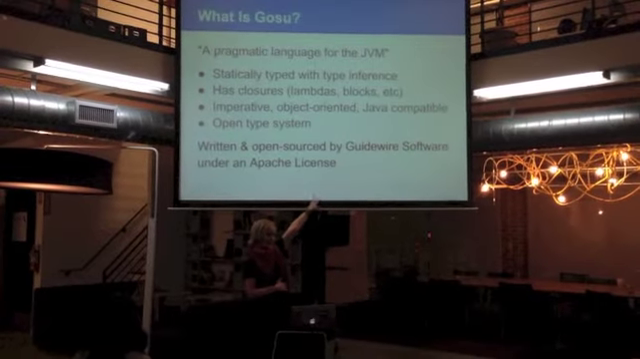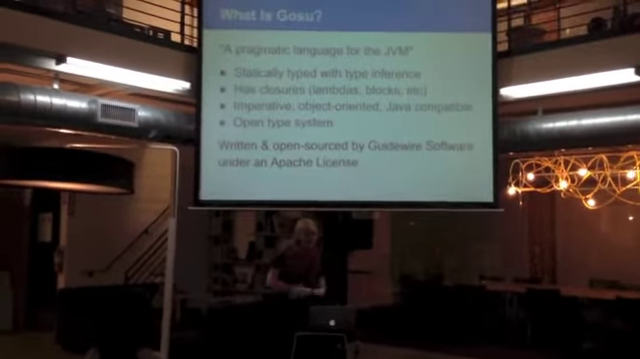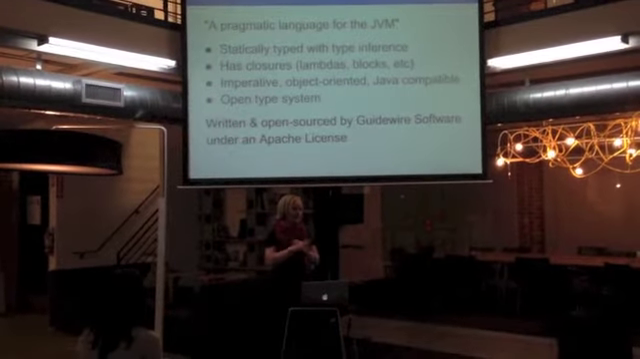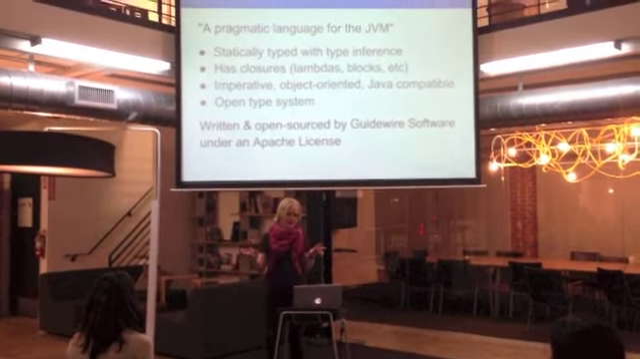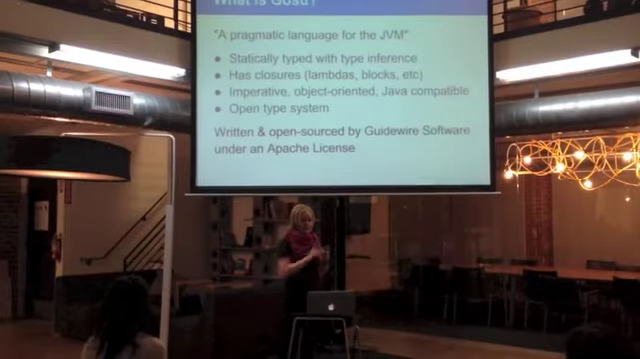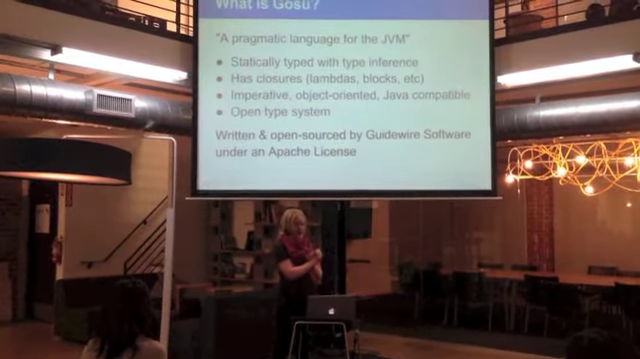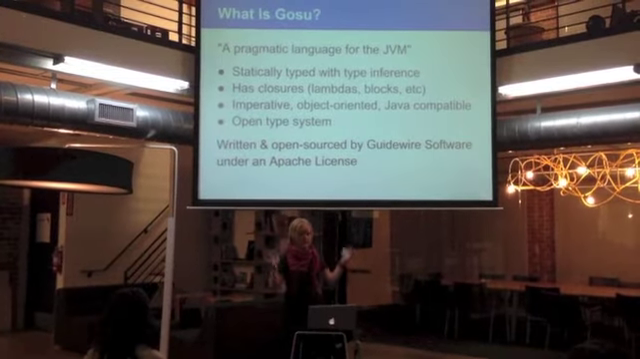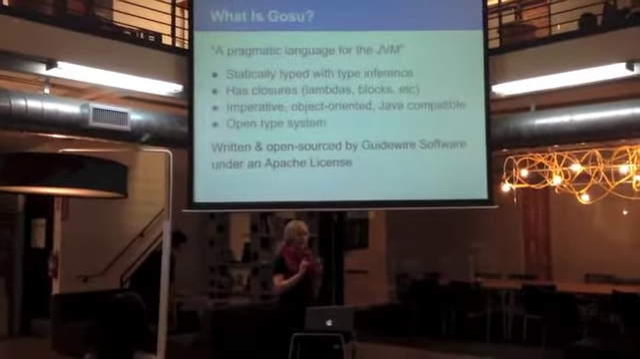Language is actually used by a lot of insurance companies, including probably the insurance companies you use. But it's based on the JVM, so it runs on the JVM, which is the Java virtual machine, what Java runs on, if you don't know. It's statically typed, like Java and a lot of other languages, with type inference, which is kind of nifty. It has closures or blocks or lambdas or whatever you want to call them. It's also imperative, object-oriented, and entirely Java compatible.